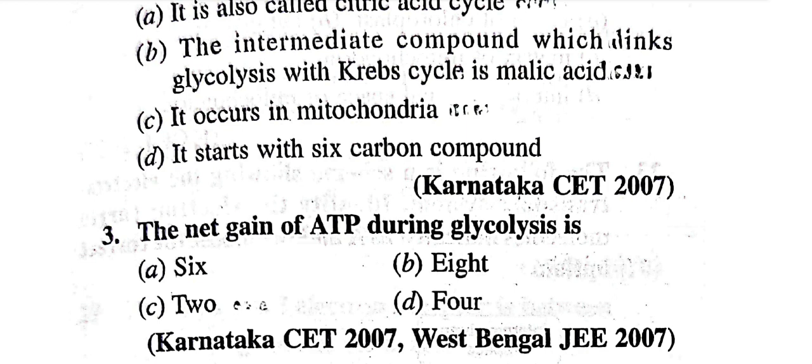Next, 3-phosphoglyceric acid is converted to 2-phosphoglyceric acid. Then 2-phosphoglyceric acid is converted to phosphoenol pyruvic acid. Then phosphoenol pyruvic acid is converted to pyruvic acid. At that step also 1 ATP is released. Okay, so overall at 2 steps ATPs are released. So overall net gain or total ATP.